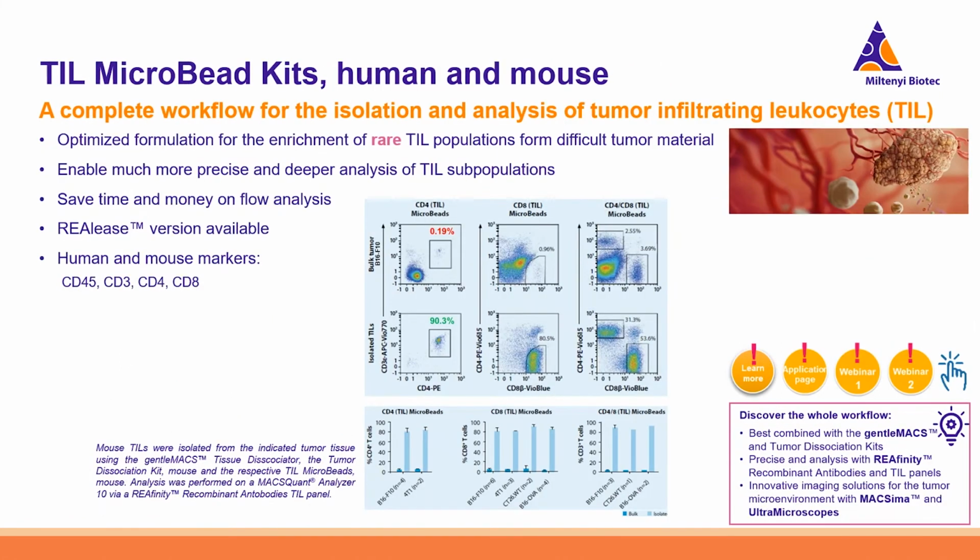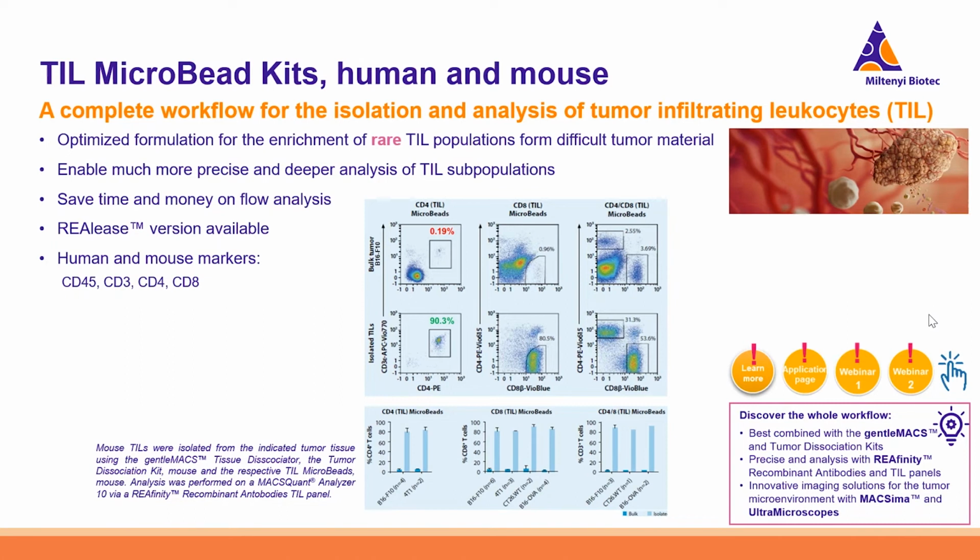Another fantastic and very specialized cell separation product are the TIL microbeads. The microbeads have a special formulation to facilitate the isolation of tumor infiltrating leukocytes, abbreviated TILs, from tumor single cell suspensions. TILs are very rare cells and the tumor tissue is a heterogenic and hard to process starting material. This poses quite a challenge to the researcher and the successful isolation of TILs.